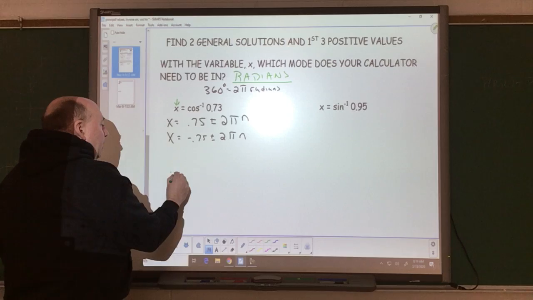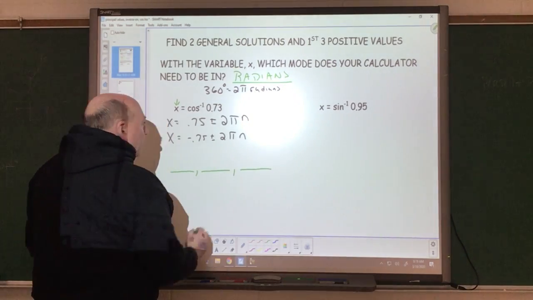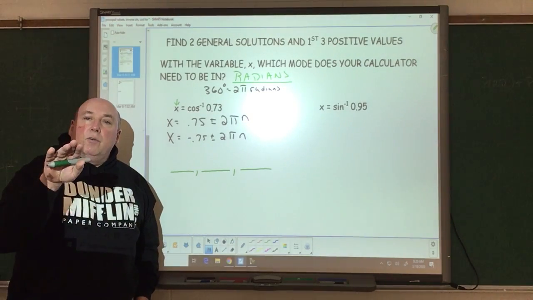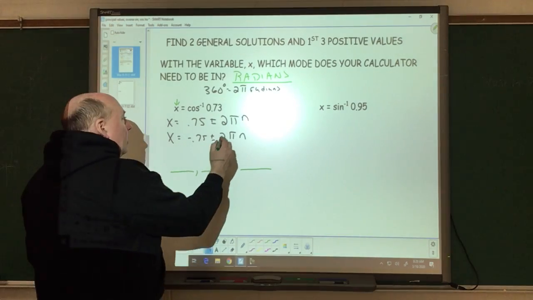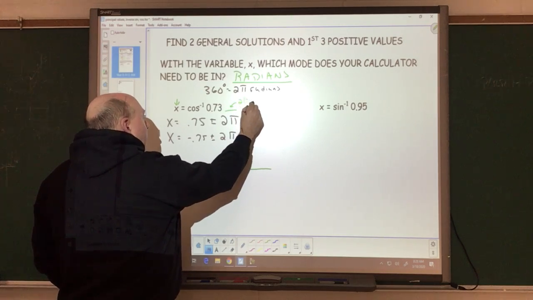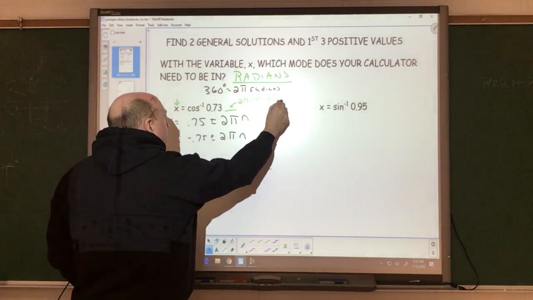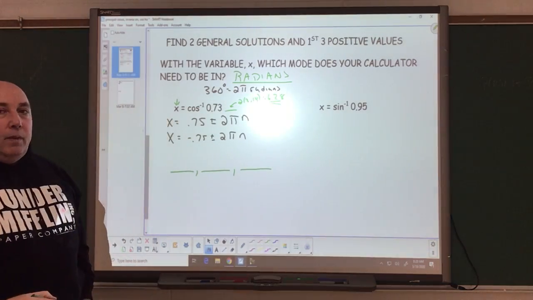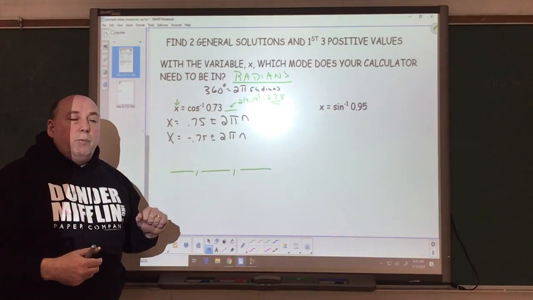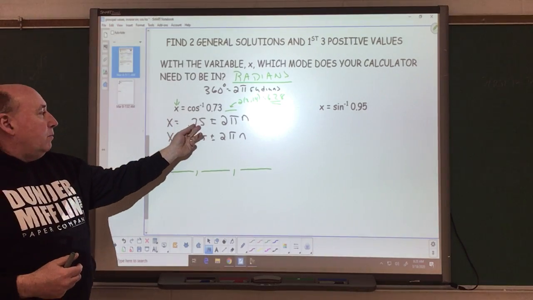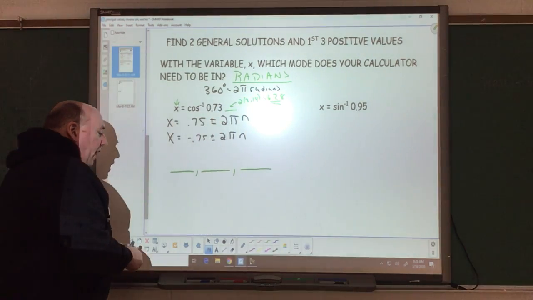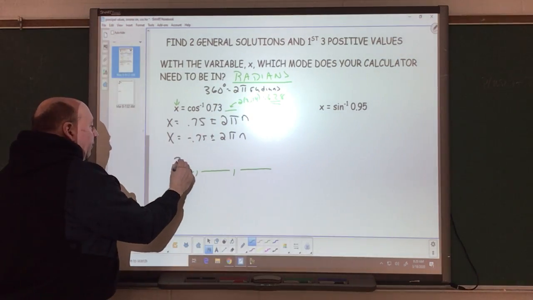Now the first 3 positives. Now, this 2 pi, yes, it's 360 degrees in a degree mode. But in a radian mode, this is 2 times 3.14, which is 6.28. So that's a value of 6.28. So I either are going to add or subtract 6.28. Well, 0.75, if I subtract it, this is going to be negative. Don't want that, want the positives. So my first value is going to be the 0.75.